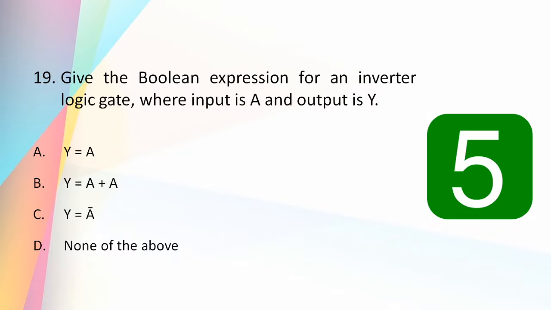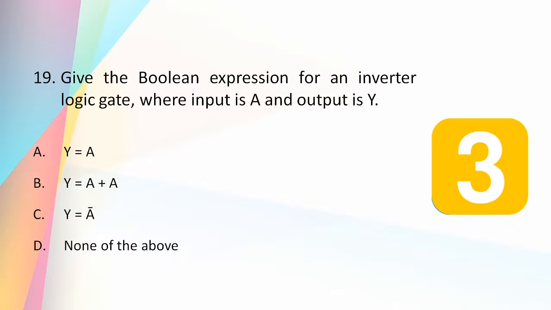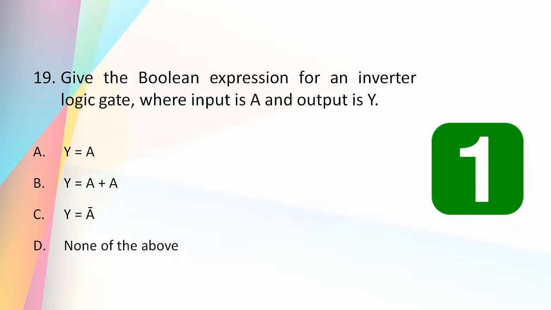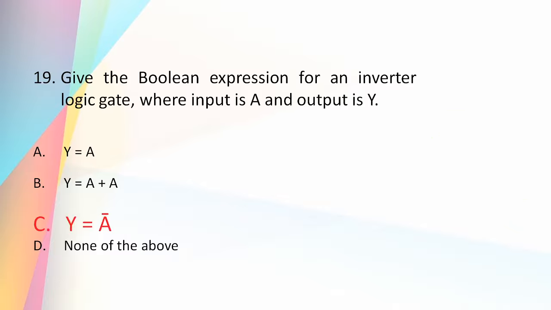Give the Boolean expression for an inverter logic gate where input is A and output is Y. Y equal to A, Y equal to A plus A, Y equal to A complement, none of the above. And here you go. And the answer is Y equal to A complement because inverter performs inversion or complement.